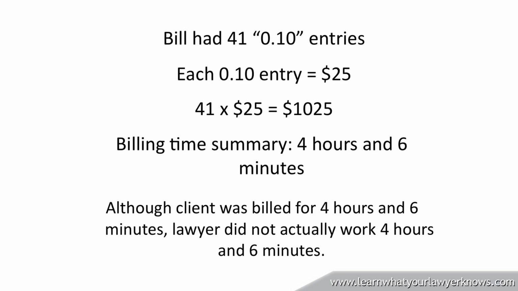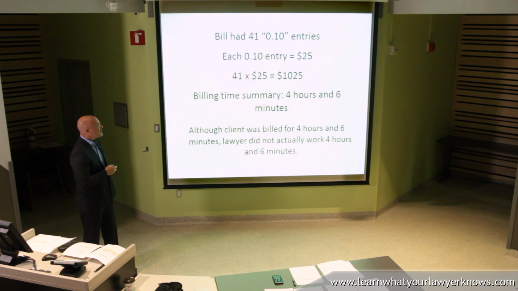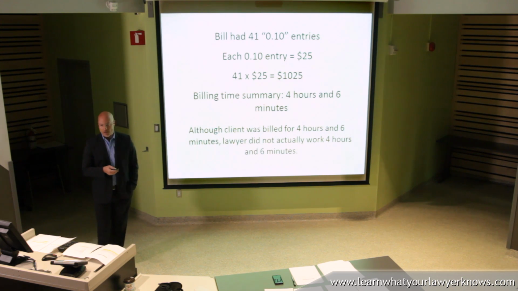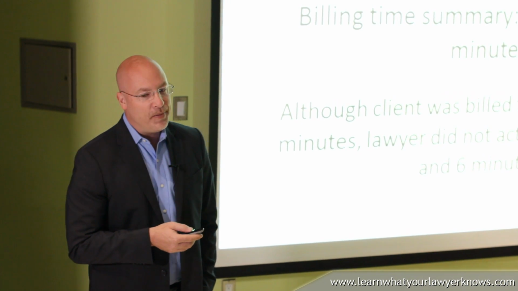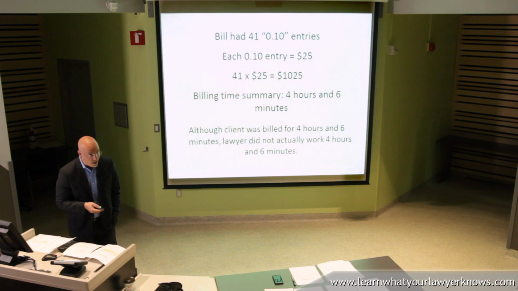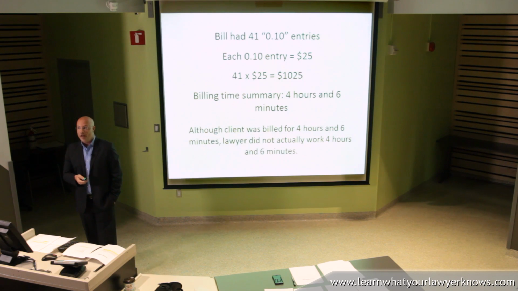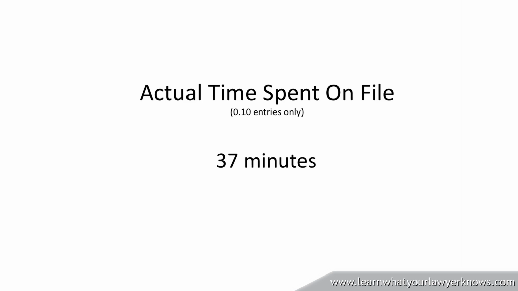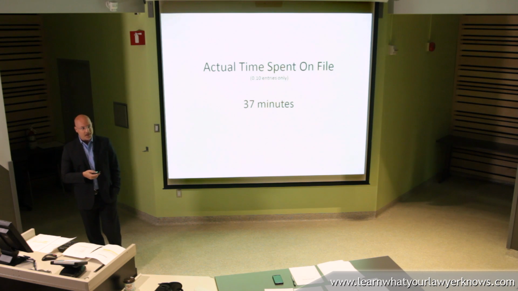Each 0.10 entry is $25. 41 times 25, of that full cost for that bill that they sent, it was $1,025 just for those 41 entries. Billing time summary, that adds up to 4 hours and 6 minutes worth of billing. Although the client was billed for 4 hours and 6 minutes, the lawyer didn't actually work 4 hours and 6 minutes on the file. Actual time spent on the file when you review the records, around 37 minutes.